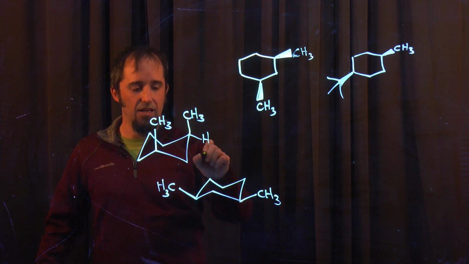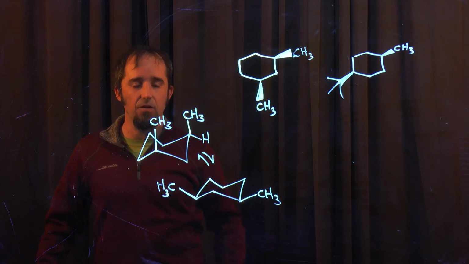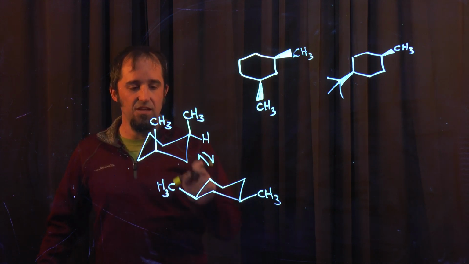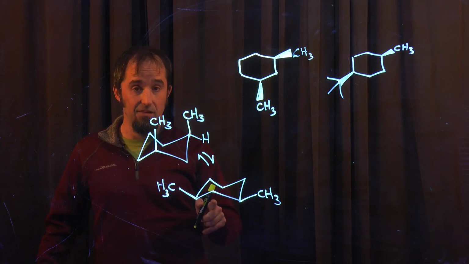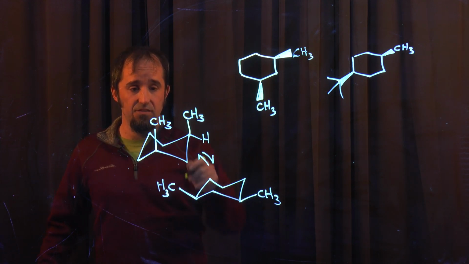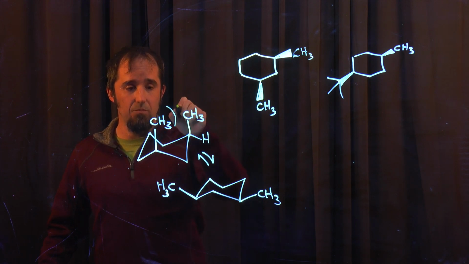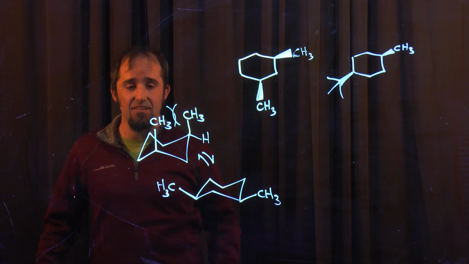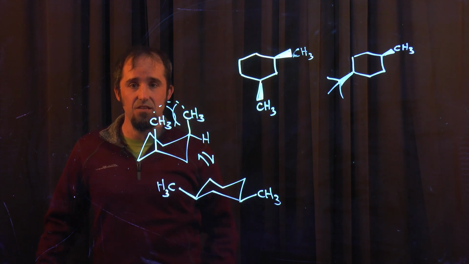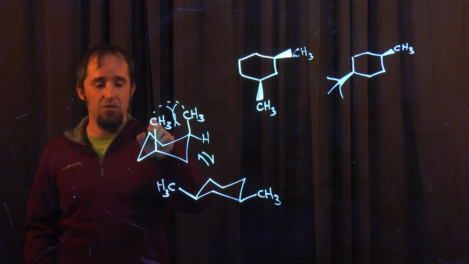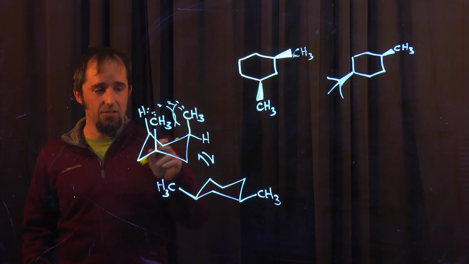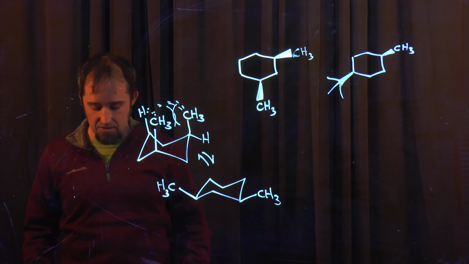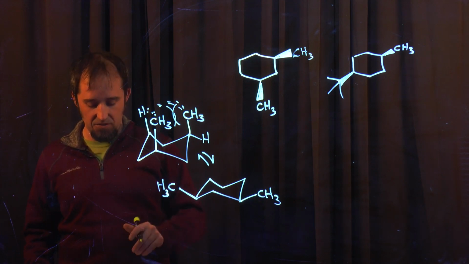Okay, so again, these are interconverting with each other. Which of these is lower in potential energy? Well, this one is a lot lower in potential energy because here I've got a pretty big 1,3 diaxial interaction between these two methyl groups, not to mention interactions even with this hydrogen and both methyl groups. This is going to be quite a bit higher in energy.